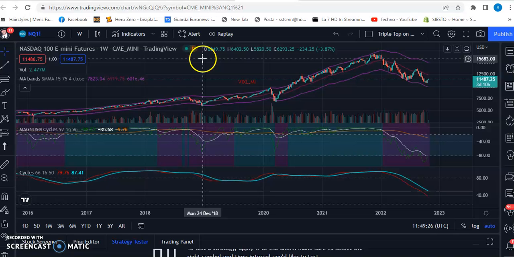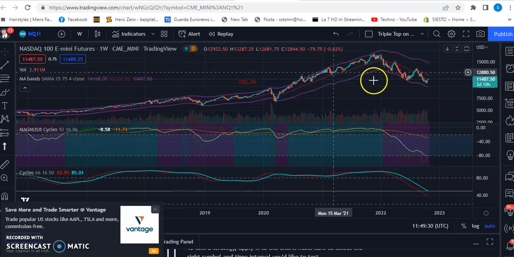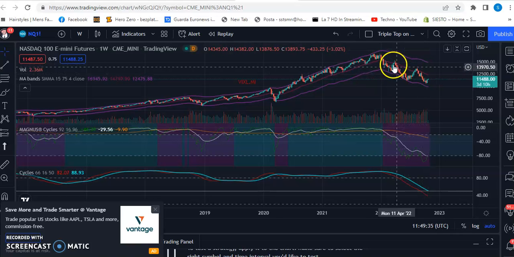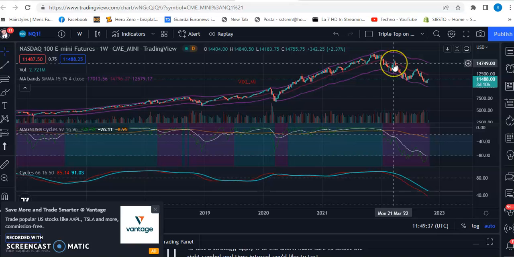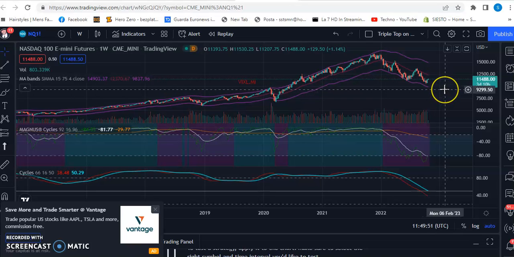Now, if we switch to the Nasdaq100, we have a very similar scenario. Again, as you can see here, the average has been working as a dynamic resistance. Again, even in this case, we expect a movement till 12,200 more or less. From here again, a new leg down.